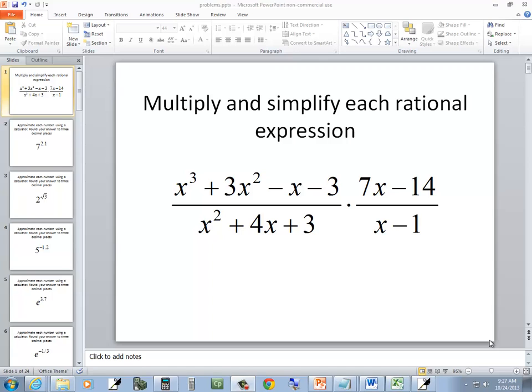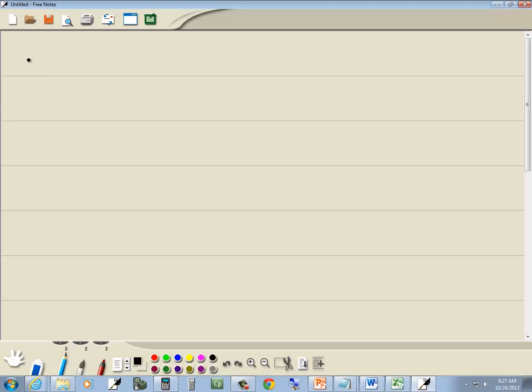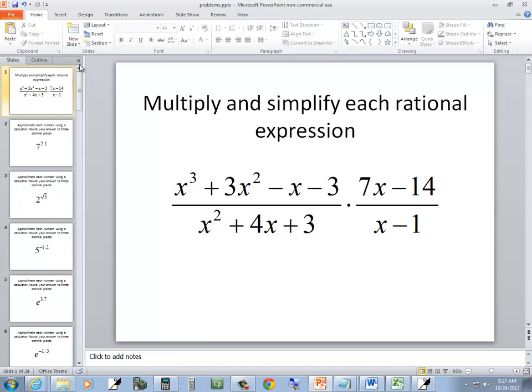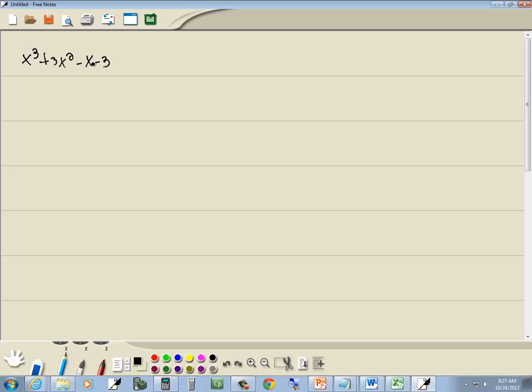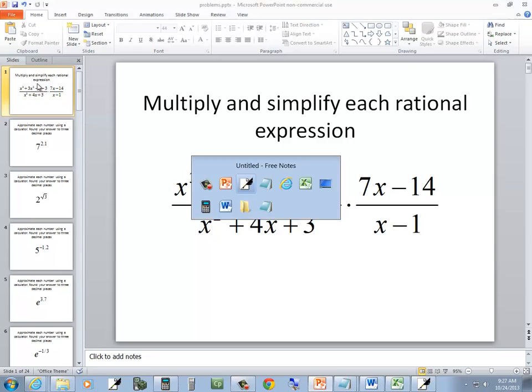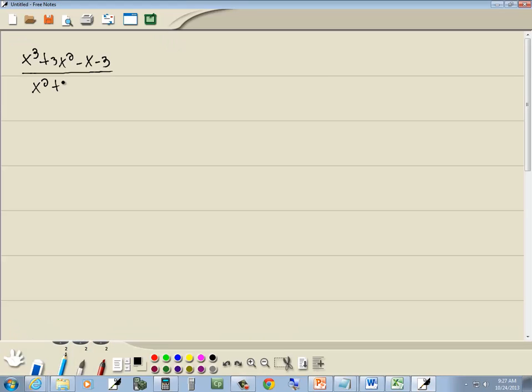Let's take a look at this problem. We got x to the third plus 3x squared minus x minus 3 over x squared plus 4x plus 3, times 7x minus 14 over x minus 1. And we're multiplying these together.